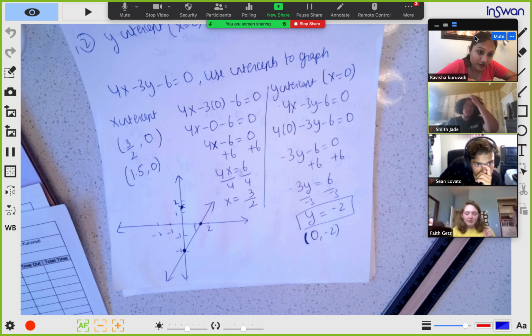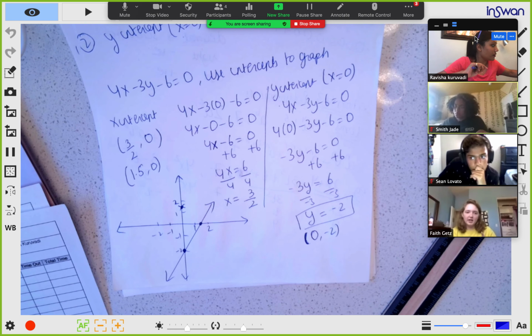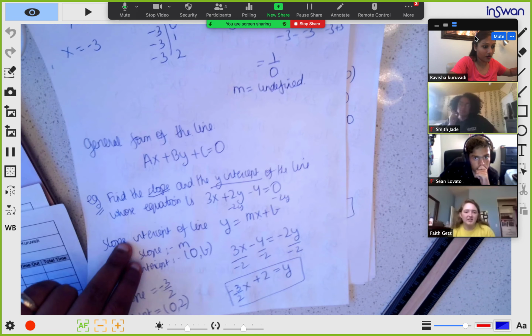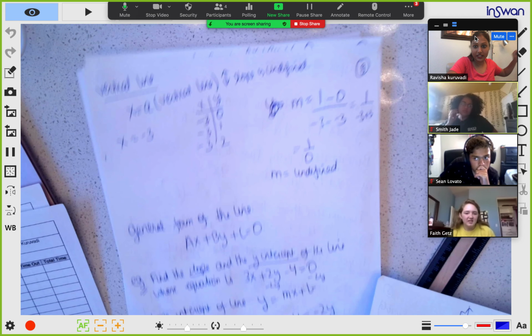I missed a bit of the notes for the horizontal and vertical lines. Could I look at that again? Yes, I can do that. Here on the top is the vertical line.